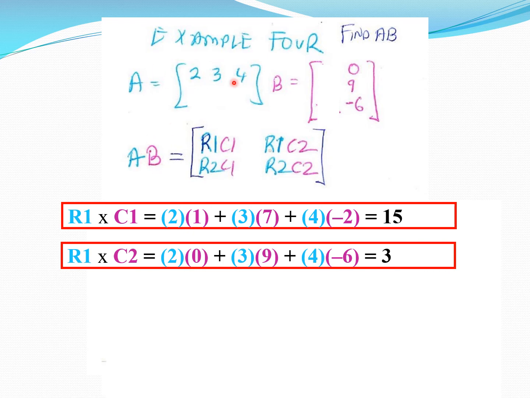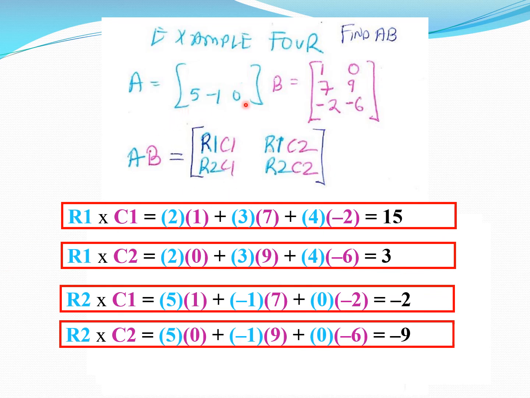Likewise, row 1 by column 2, 2 by 0, 3 by 9, 27, 4 by minus 6, minus 24, add them all up and we get 3. So 15 is row 1, column 1, the 3 is row 1, column 2, and now we're finished with that level, and we're going to move down to the next level, row 2, and they'll be down there on the second row level.